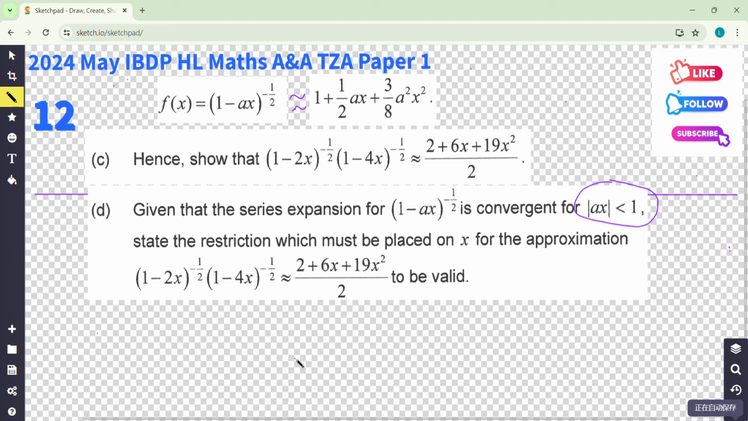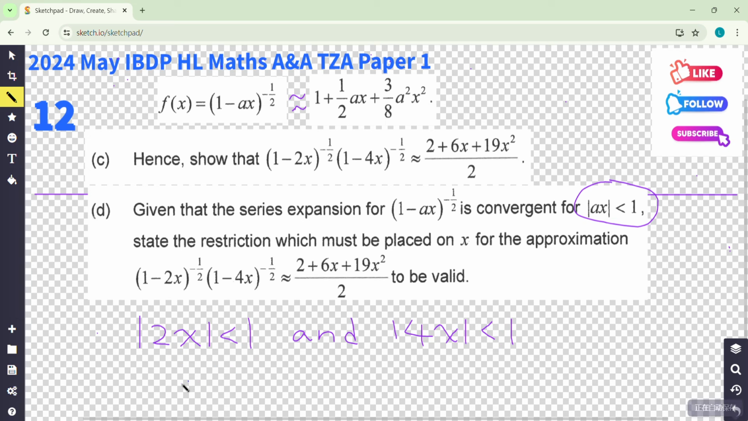Alpha x is less than or equal to 1. So we have 2 alphas, so we have 2 restrictions. So 2x is less than or equal to 1, and also 4x is less than or equal to 1. We have 2 constraints at the same time. So which one is stronger?